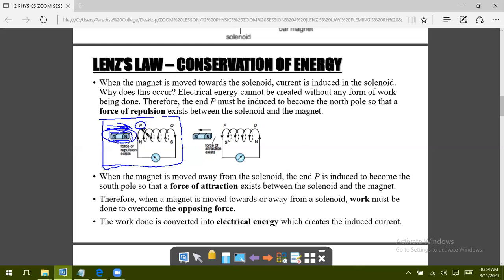But the definition of Lenz's law still remains that the current flows in such a way as to oppose the motion causing it. So the motion is that the magnet is brought towards end P. The North pole is brought closer, make note of that, North pole. But when the North pole is brought closer, current flows in such a way as to oppose it.